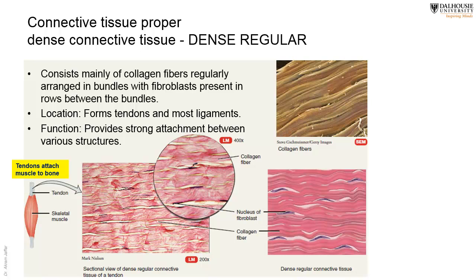So these are the cells that produce the collagen fibers. The cells of the connective tissue produce the fibers and the extracellular matrix. Here you can see collagen fibers, all of them in the same direction, and they are tightly packed to each other. And the fibroblasts which produce them are just sandwiched in between.